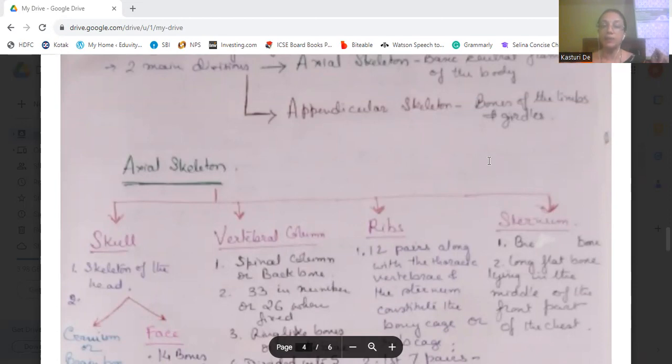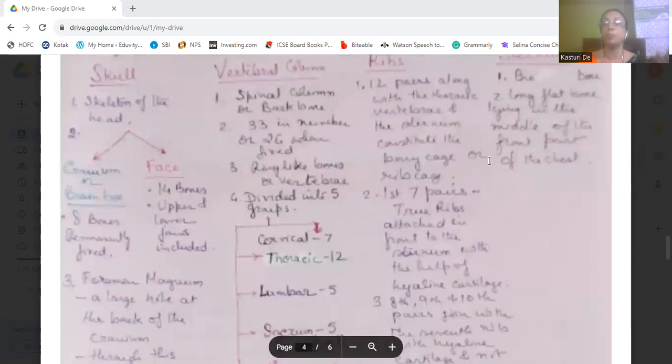The skull is the skeleton of the head, which protects our brain. The skull has two parts, the cranium and the face. The cranium is the brain box. The cranium has 8 bones which are permanently fixed. They have sutures, which are immovable joints, and they are permanently fixed.